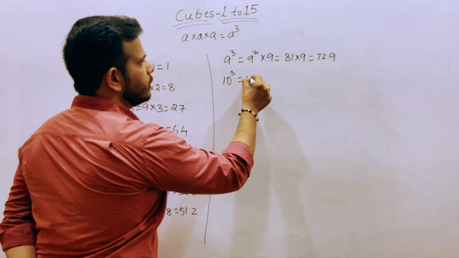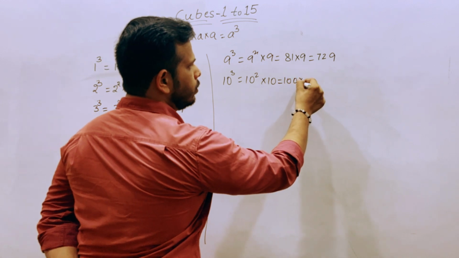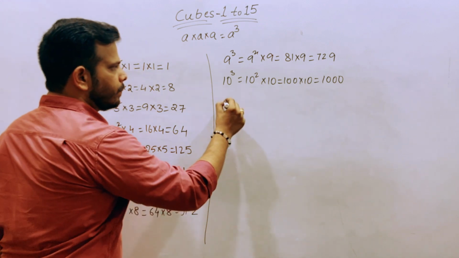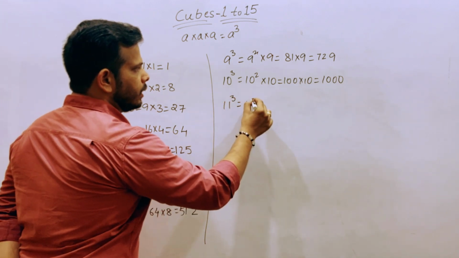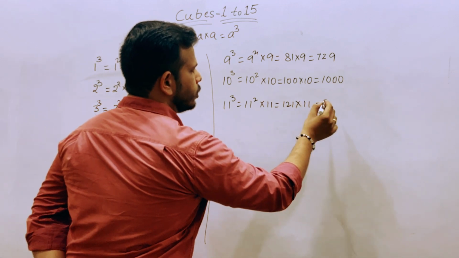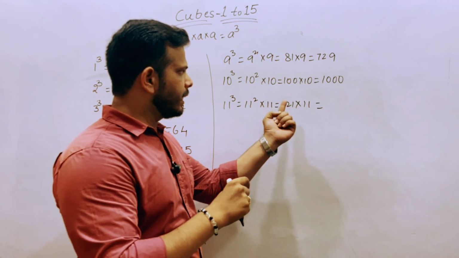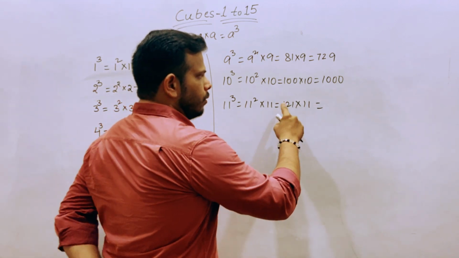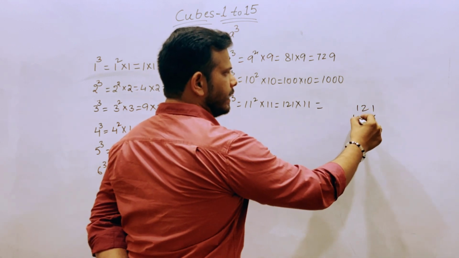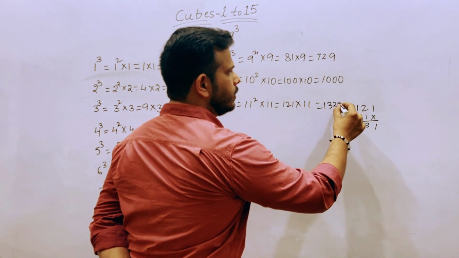10 cube, 10 square into 10, 100 into 10. 3 zeros. 1, 2, 3. 11 cube, 11 square into 11, 11 11s are 121, 121 into 11. Whenever you find something getting multiplied with 11, it's simple. 121, take one space, again 121. 1, 3, 3, 1.